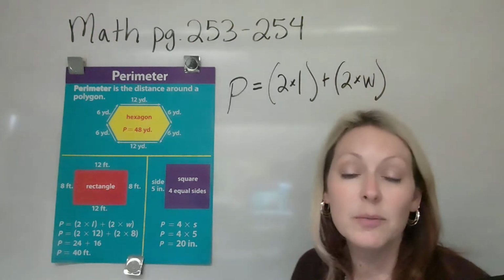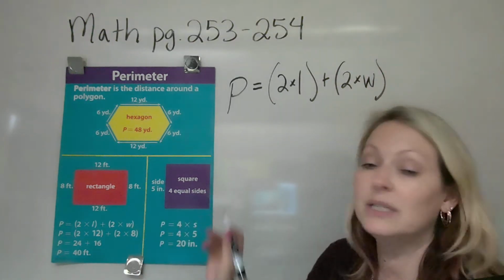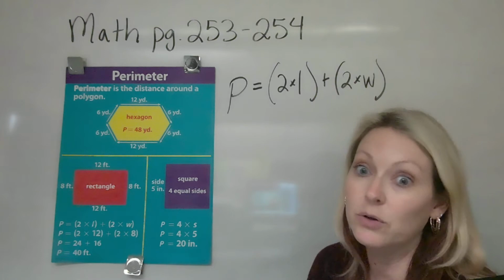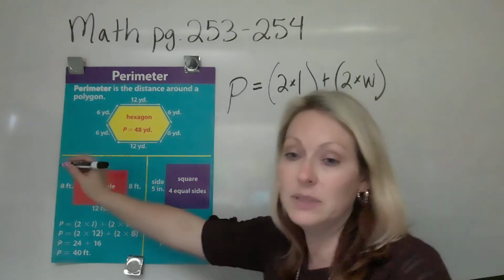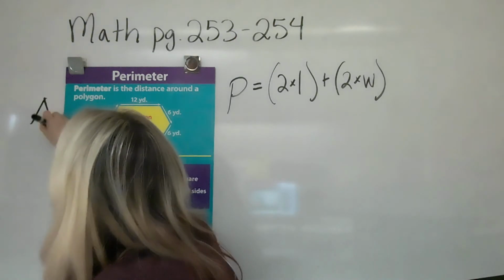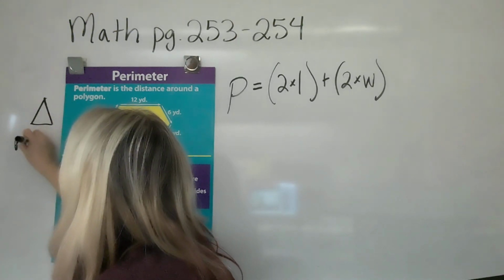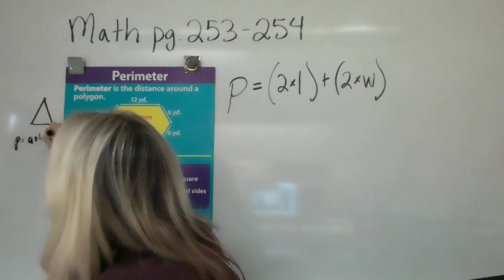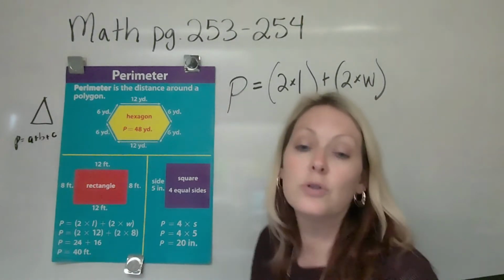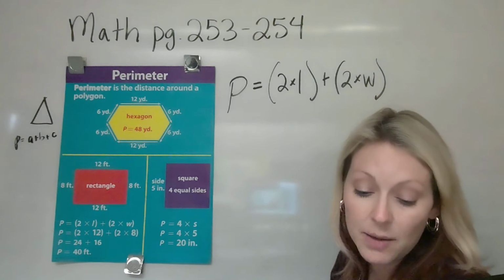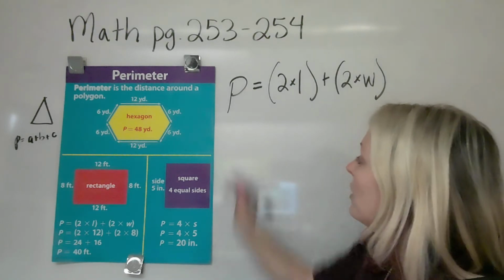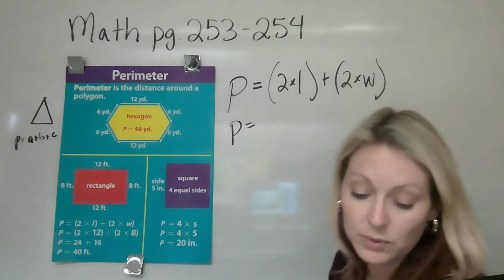You're going to need to memorize these two equations, including the triangle that we learned yesterday. The triangle was P equals A plus B plus C, okay? So don't forget that equation as well. So now if we're here with Miss Wright's classroom, we have P equals, what did they say?